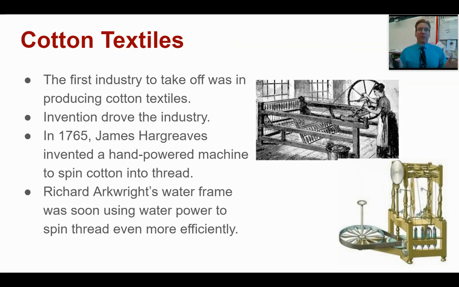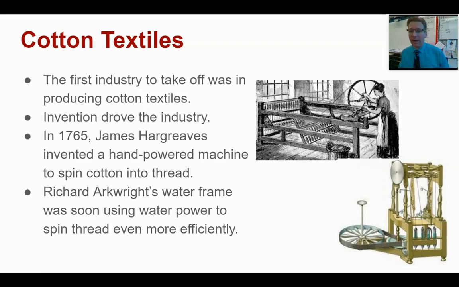So where does it all start? Well, it all starts in the cotton textile industries. This is the driver of the Industrial Revolution. It was invention and modifications to invention in those industries that really pushed tremendous advancements. Now, the first one, 1765, a man by the name of James Hargreaves invents a hand-powered machine to spin cotton into thread.